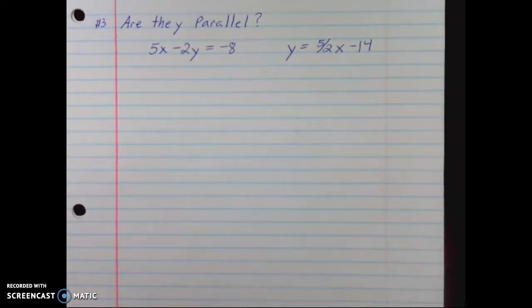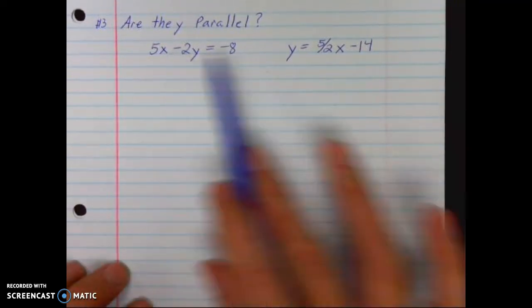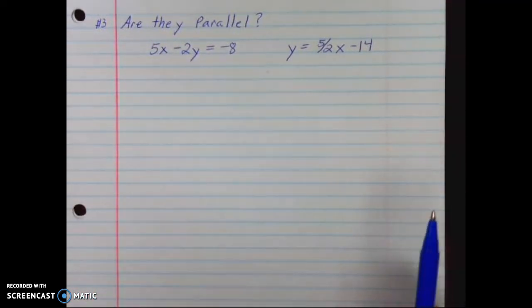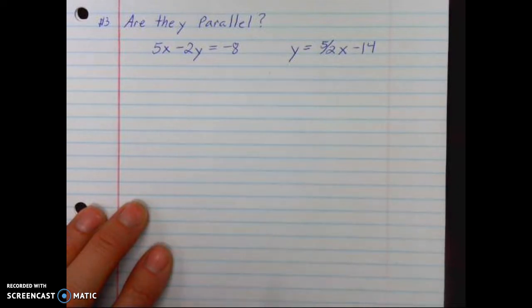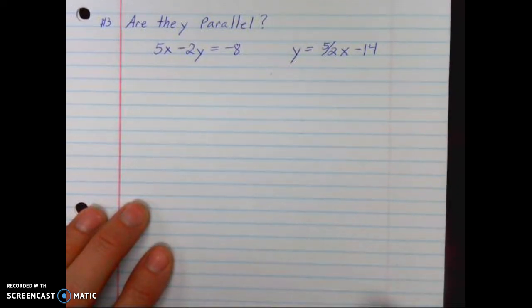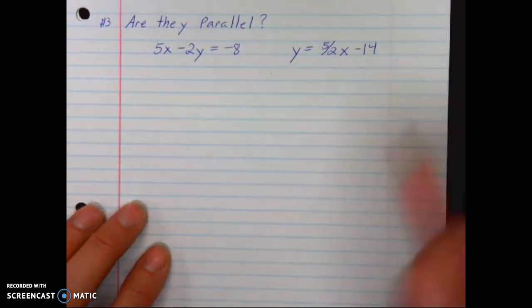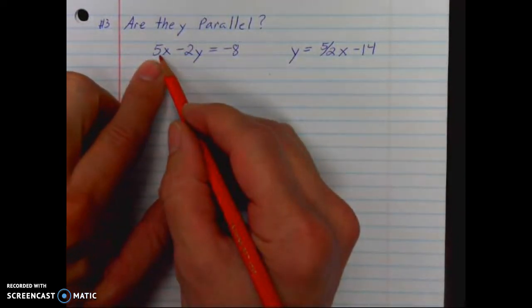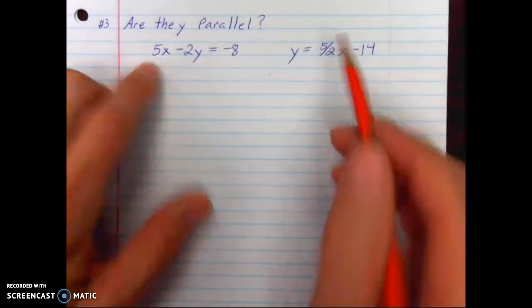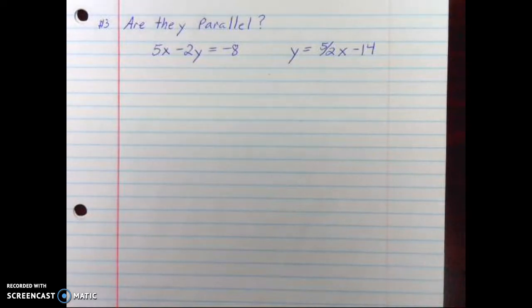All right, so number 3 is basically asking the same thing. It's showing me two lines, and it's going to ask me, are they parallel? Just like example number 2, right? So if you need to, hit pause for just a moment and write down those two equations. All right, so now that you have those written down, we take a look and it looks like I got a 5 and I got a 5 over 2. The answer is no. These are not parallel.